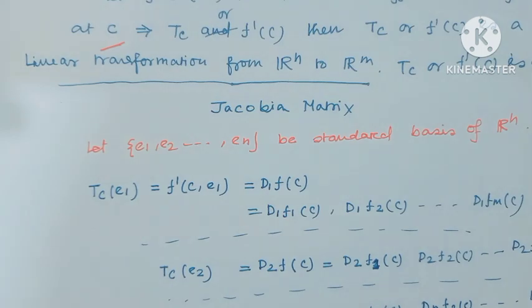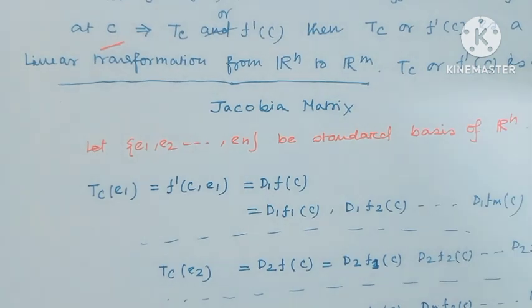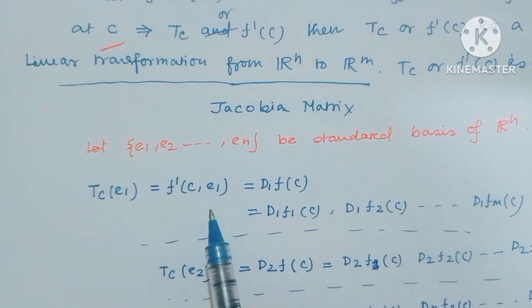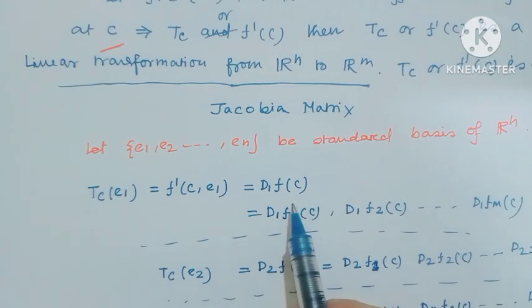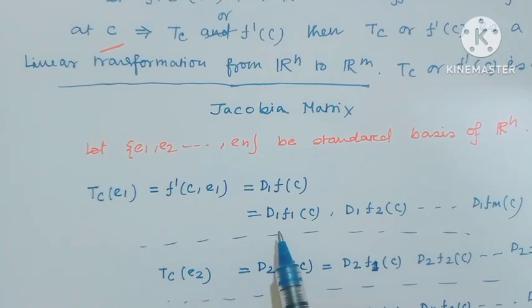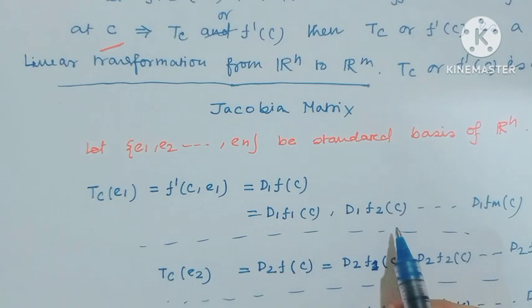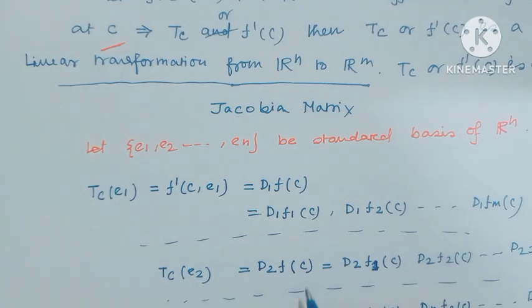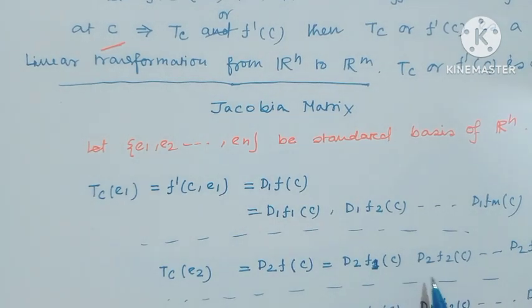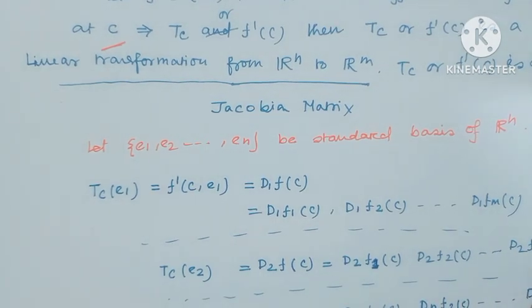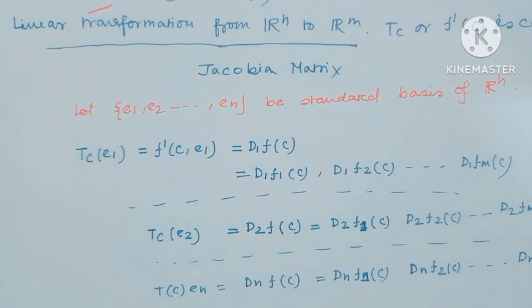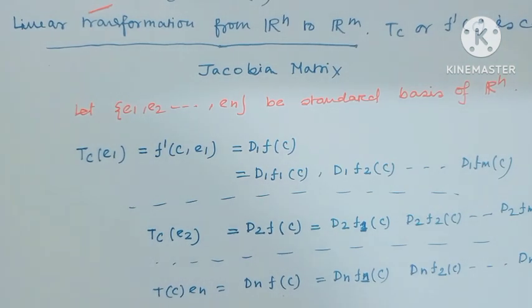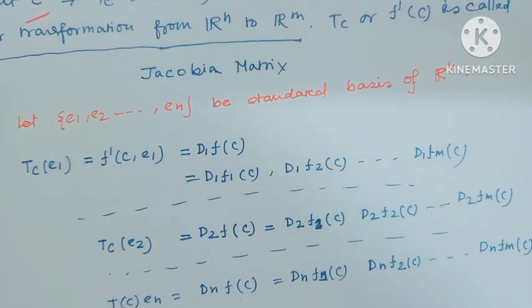Let e1, e2, ..., en be the standard basis of Rn. Then Tc(e1) equals f'(c)e1, which is equal to D1 f(c), which is equal to D1 f1(c), D1 f2(c) up to D1 fm(c). Similarly, Tc(e2) equals D2 f(c), which is D2 f1(c), D2 f2(c), ..., D2 fm(c). Similarly, Tc(en) equals Dn f(c), which is Dn f1(c), Dn f2(c), ..., Dn fm(c).